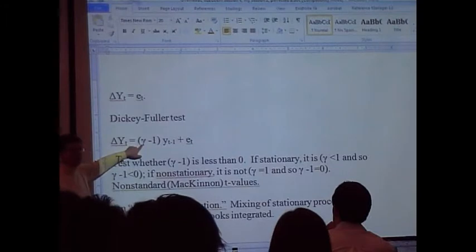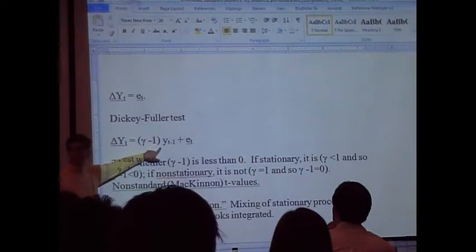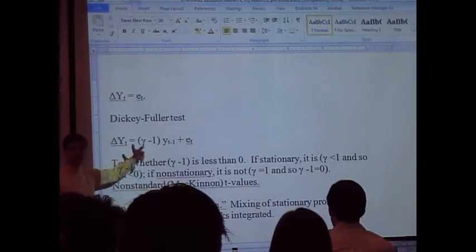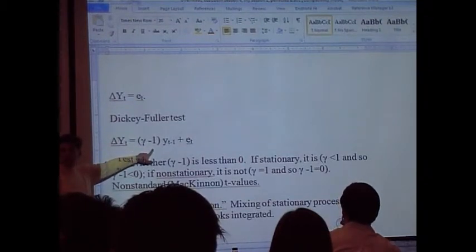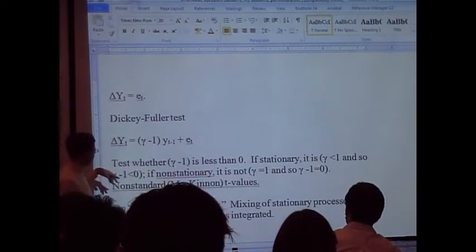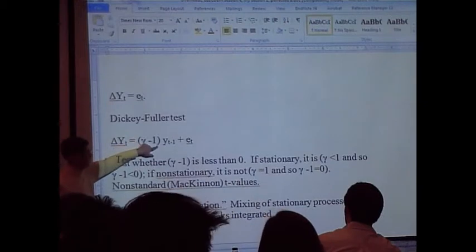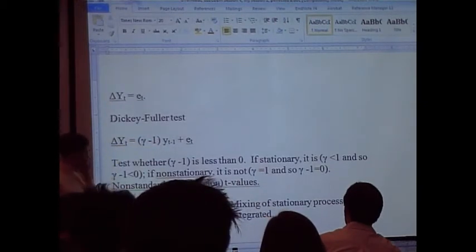If it's less than 1, an autoregressive process, say 0.5, this parameter will be less than 0. It will be negative 0.5. So if you have an AR process and you do this test, you'll get a negative coefficient. If it's a unit root process and you do this test, you'll get a 0 coefficient. And so what you're doing here is testing whether this is less than 0. The null hypothesis is 0, right?